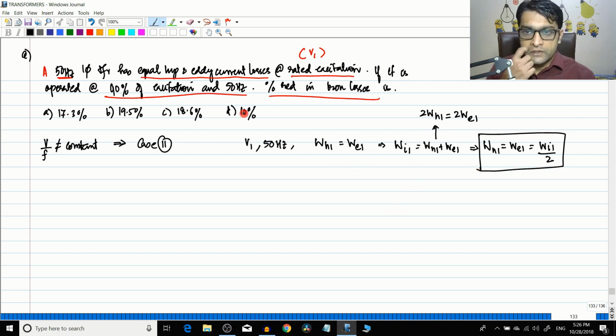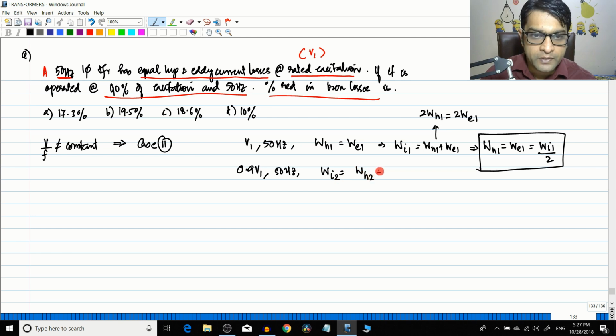Now you have to find what happens if it is operated at 90% excitation and 50 Hz. That means what they are telling is that now you are operating it at 0.9 V1 and 50 Hz excitation. They are asking you to find WI2, or to find the percentage reduction in the iron losses. So this value will be equal to WH2 plus WE2. Right, WI2 will be WH2 plus WE2. So this is coming in case 2 of the numericals.